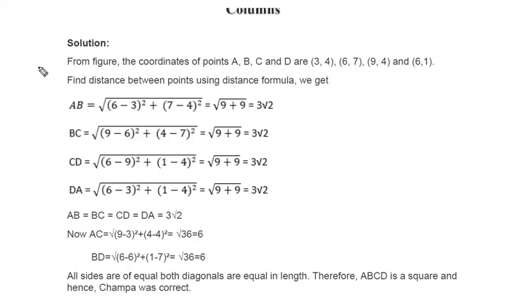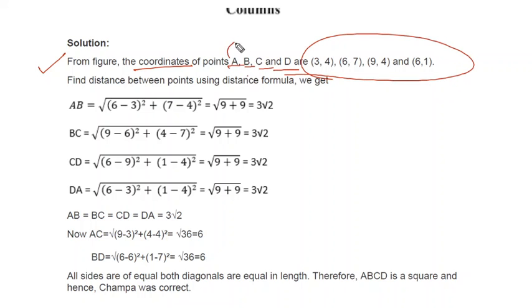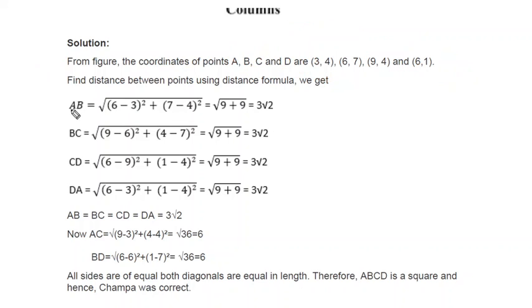So here we have already found the coordinates of A, B, C and D, and they are these. The coordinate of A is this one, the coordinate of B is (6, 7), the coordinate of C is (9, 4), and the coordinate of D is (6, 1). Now we have to find the length of AB. So AB, you can see this is A, this is B.